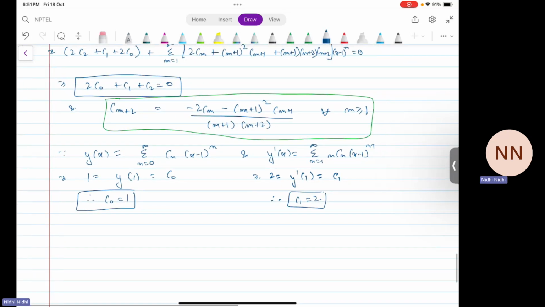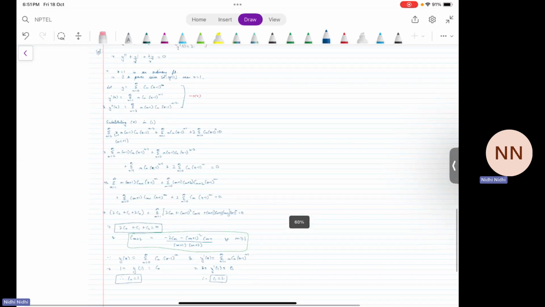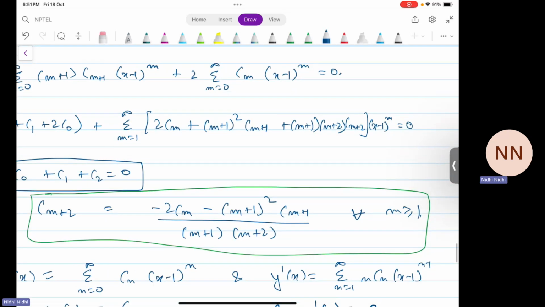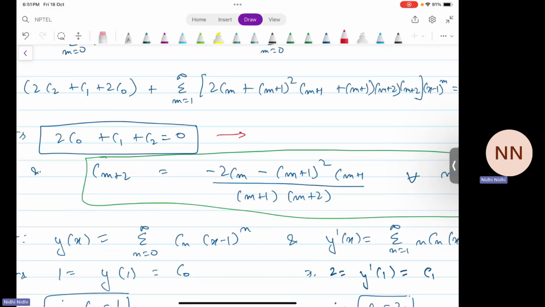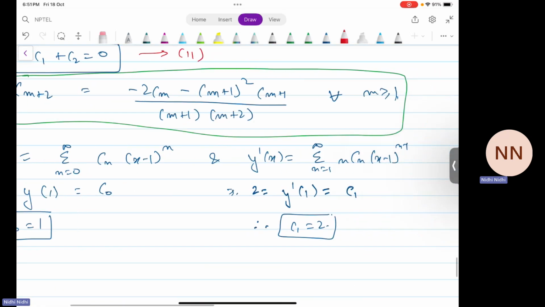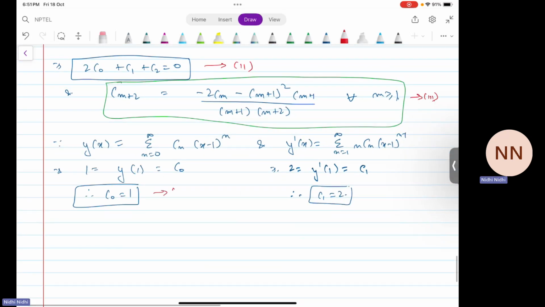So let's mark, we have marked equation 1, so let's mark this as equation 2, this as third, this as fourth, and this one as fifth. So by fourth, fifth, and second, we get c2 is equal to minus 2.